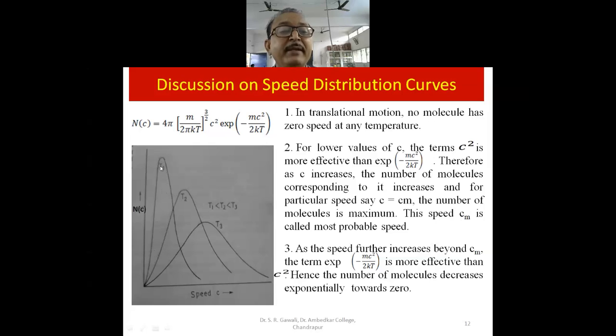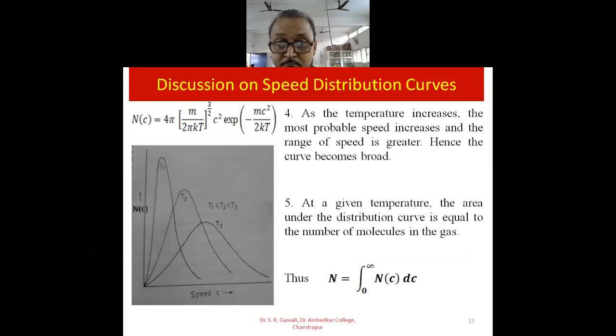If you take any one curve, what will happen? First, as the speed increases, the number of molecules goes on increasing, and this number of molecules reaches the maximum value at a particular speed, C is equal to Cm. If we increase the speed beyond Cm, then the number of molecules goes on decreasing.